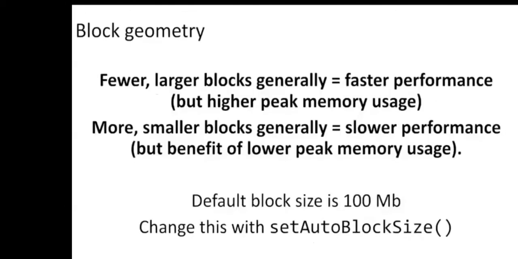Block processing is at the heart of much of the delayed array framework. As a general rule, fewer and larger blocks generally means faster performance, but higher peak memory usage. Using more, smaller blocks will generally result in slower performance, but with the benefit of lower peak memory usage. The default block size is 100 megabytes, which can be changed with the setAutoBlockSize function. Increasing the automatic block size is often amongst the easiest ways to speed up a delayed array-backed analysis.